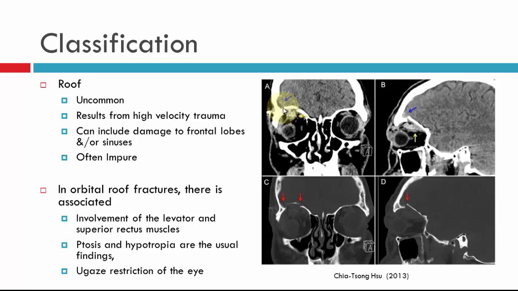Where the roof has been affected, often the levator and the superior rectus will be the muscles that will be impacted. So you could end up with ptosis, and hypertropia is not uncommon. And one of the common findings is upgaze issues, or issues in relation to elevation, in patients who do have roof fractures.